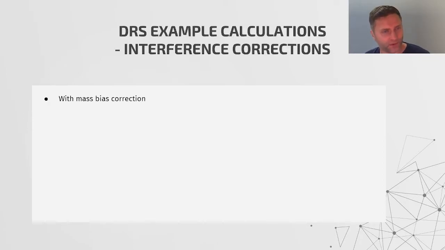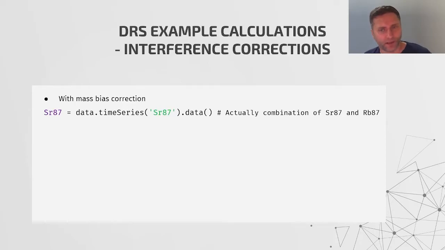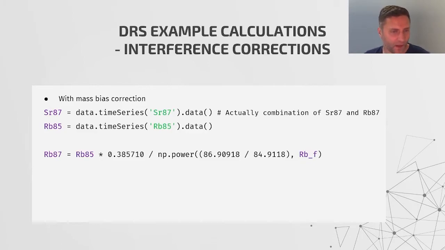So what would that look like? What would interference correction with mass bias look like? Well, again, we would get our interfered channel. We would get our monitoring channel. Again, this is going to be rubidium 85. And then we would put in our true rubidium 87, rubidium 85 ratio, and we divide that by the atomic mass ratio to the power of our rubidium fractionation.